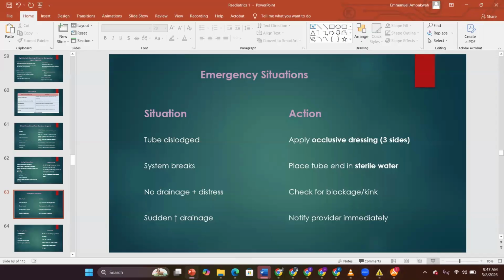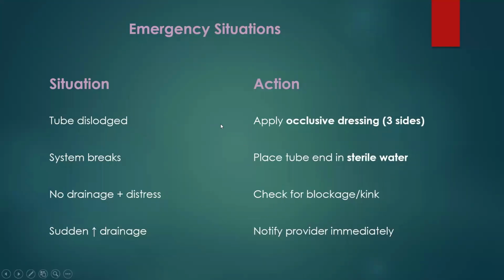So the last time, this was what we did, right? We ended with this one. We said emergency situations. Remember, we were doing things on chest tubes, emergency situations, and what we have to do, right? Tube dislodgement: we have to apply an occlusive dressing on 3 sides.